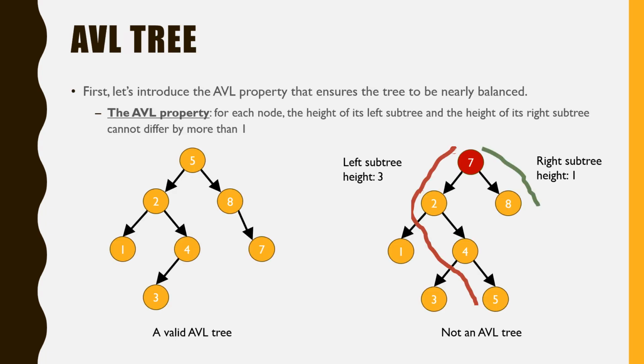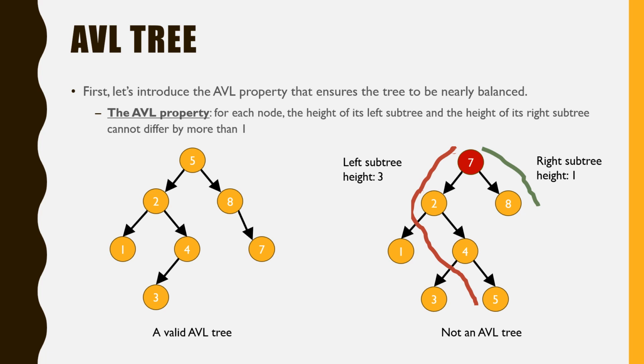Let's begin by introducing the AVL property, which the AVL tree uses to detect imbalances. The AVL property states that for every node, the height of its left subtree and the height of its right subtree must differ by no more than 1. In simple terms, this means that the left and right subtrees of each node should have approximately the same height. This property plays a critical role in maintaining the balance of the tree.